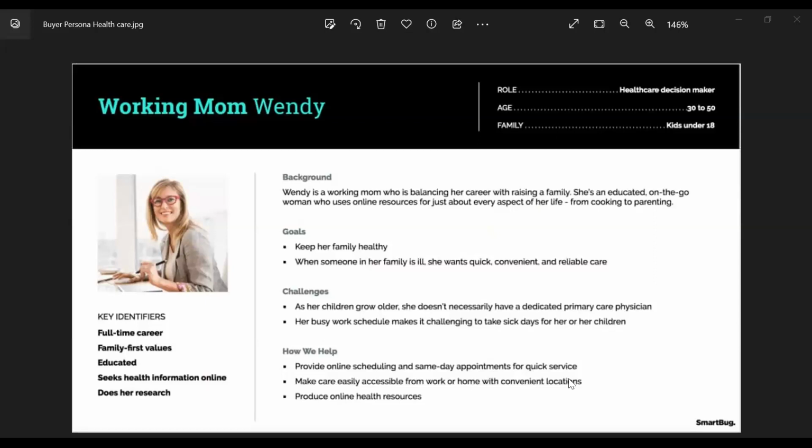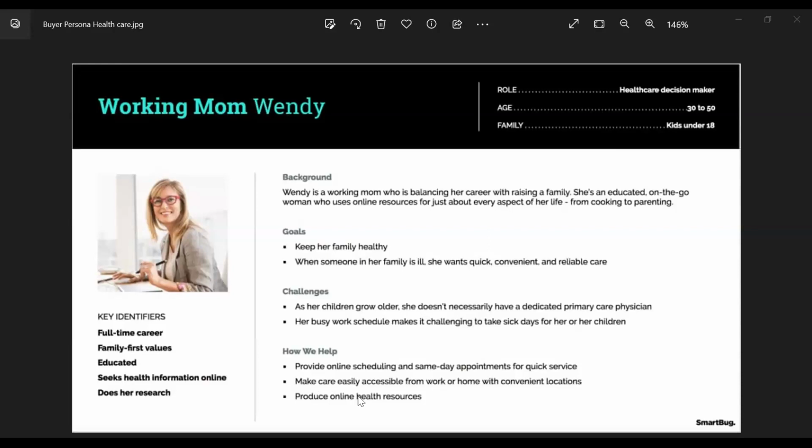Now, it's more or less like when you have a dedicated physician or a dedicated doctor, they are accessible to you whenever you need them. But this one now, since she doesn't have one, these people are going to be providing her with an easily accessible one from work or home, where she can stay anywhere and place an appointment with them and meet them at a convenient location.